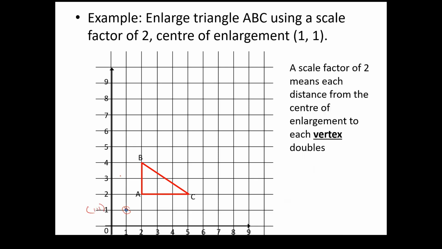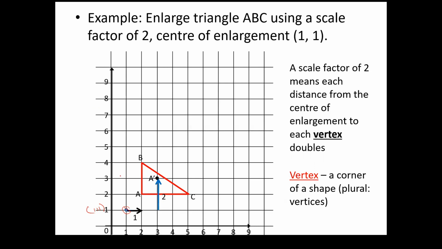A scale factor of 2 means each distance from the center of enlargement to each vertex doubles. A vertex is a corner of a shape. To go to A, we move 1 unit right and 1 unit up. We multiply both of these by 2, so we get 2 to the right and 2 up. Now we have A dash here.